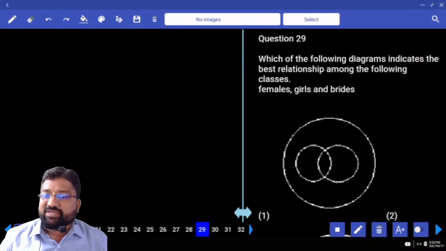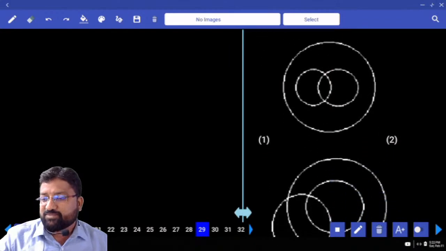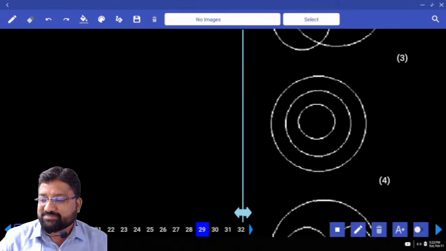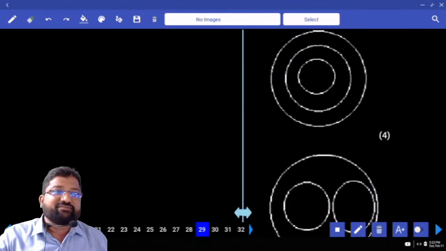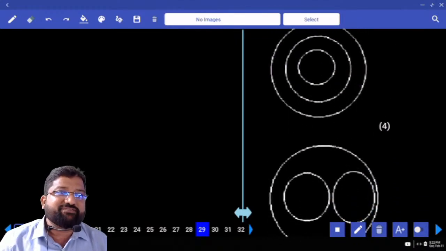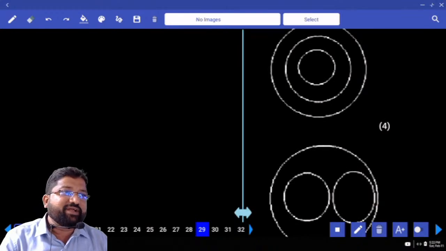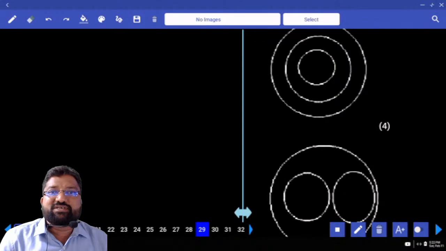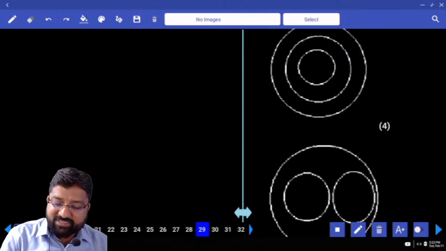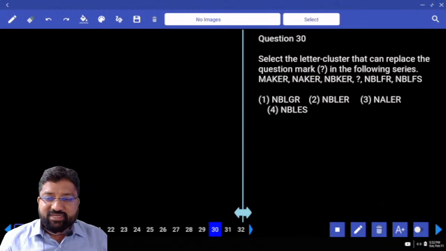It says female, girls and brides. Come on. All brides are girls. And all the girls are female. All the genders are feminine. Girl, bride, female, what is this? They all derive a gender. What is that gender? Female. So which option should be the answer? Third option.